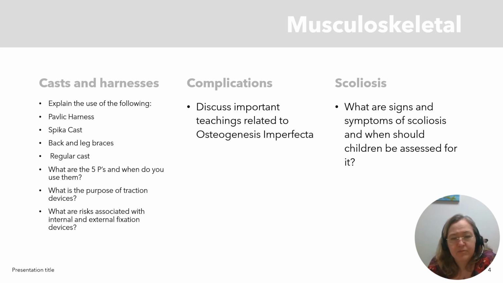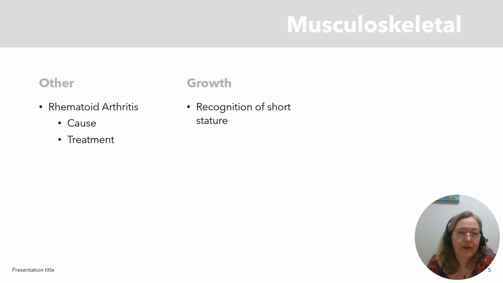Discuss important teachings related to osteogenesis imperfecta, and teachings and screenings related to scoliosis. When our children are assessed for that, and what is the procedure for the assessment, and what age group. Also, rheumatoid arthritis is sometimes a disease process that can affect children because it is an autoimmune disorder. And so be able to explain the causes and the treatment for that.